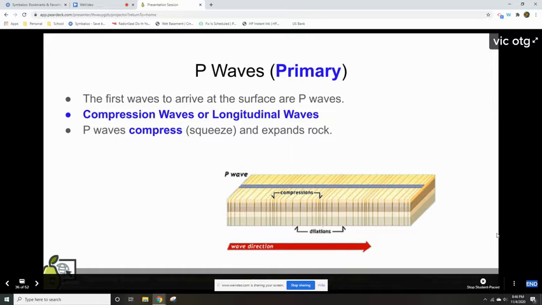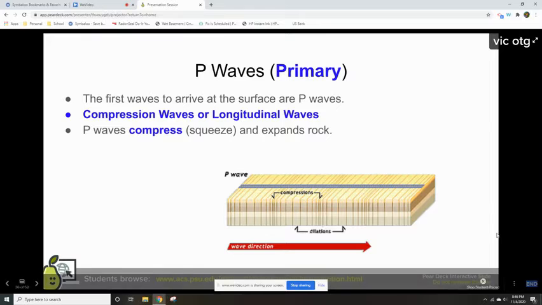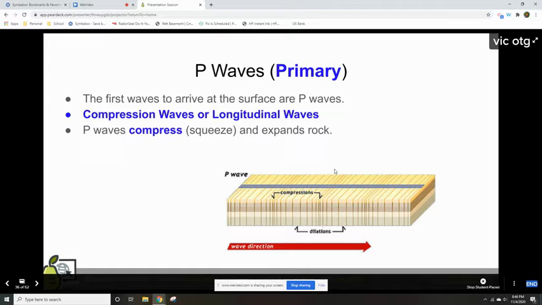The first type of wave that travels through the Earth are P waves, short for primary waves. They're the first wave to arrive at the surface. They're also called compressional waves or longitudinal waves. The reason is that P waves press, squeeze, or compress rock, and then they expand the rock, hence the term compressional waves.